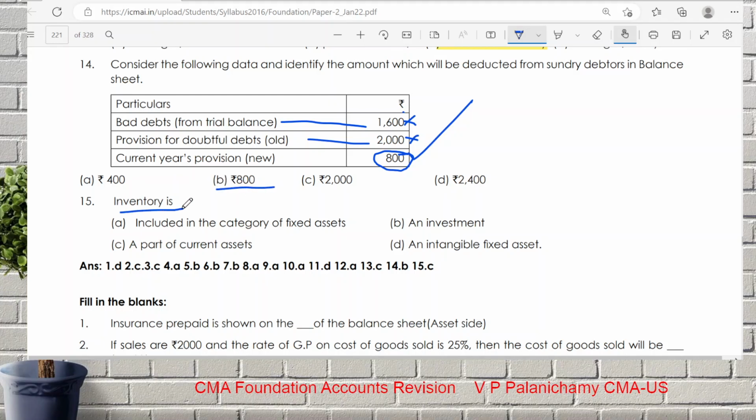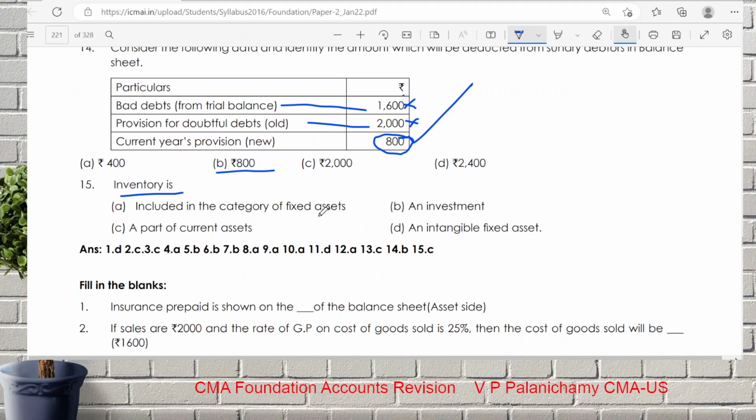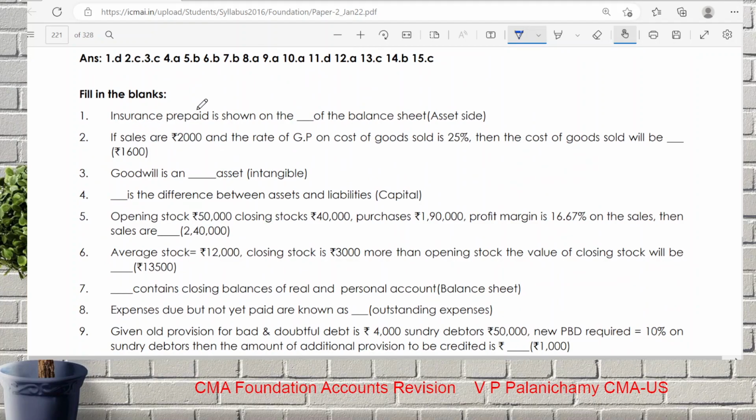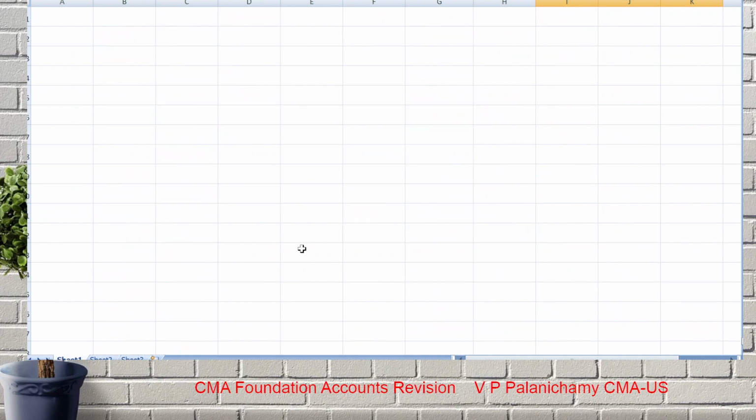Inventory is nothing but closing stock. Closing stock is part of current assets. Then prepaid insurance will be shown on the asset side. Sales is 2000, gross profit on cost of goods sold is 25%. Simple, pay attention. It's a different question.